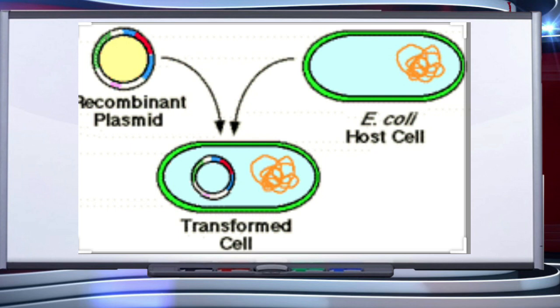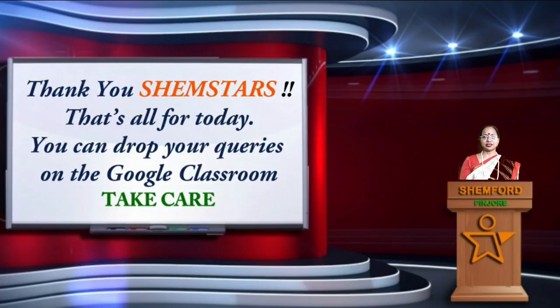In almost all recombinant technologies, the ultimate aim is to produce a desirable protein, which we will discuss in the next presentation.